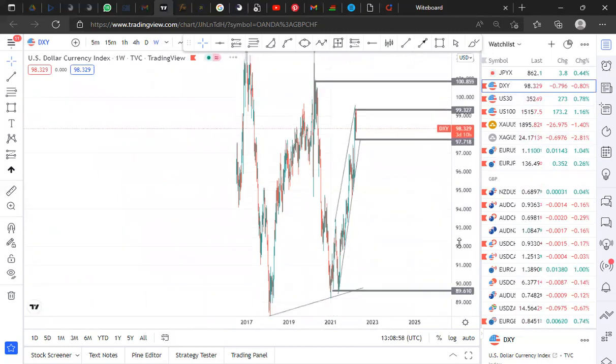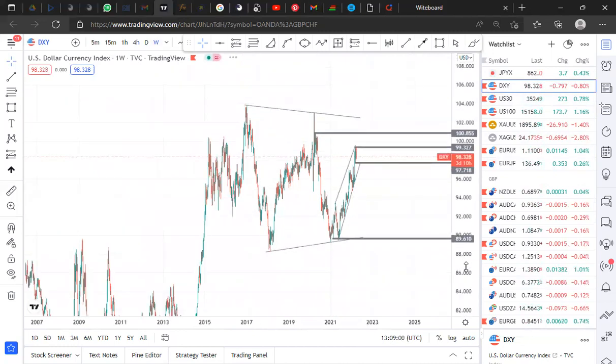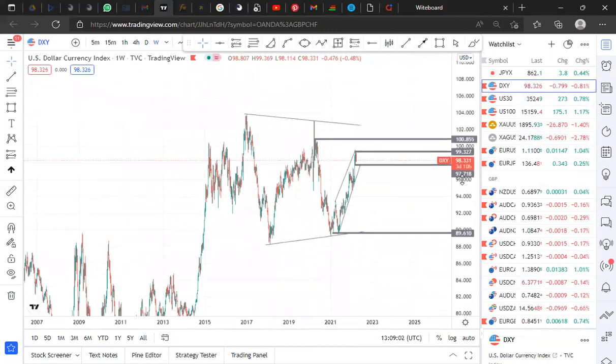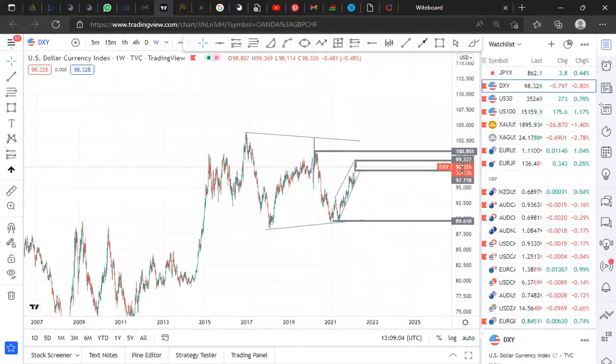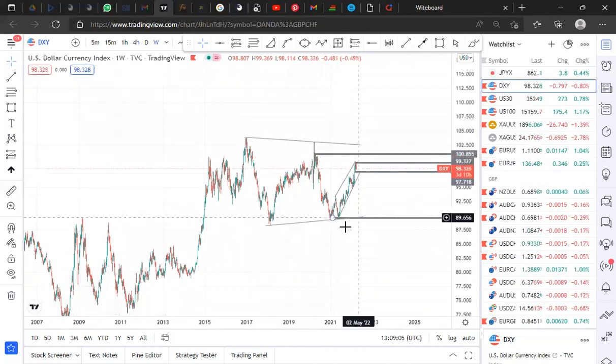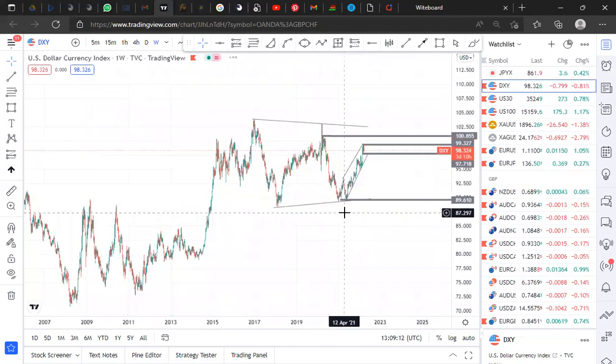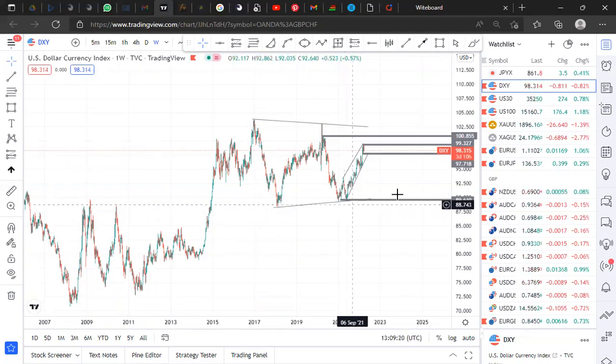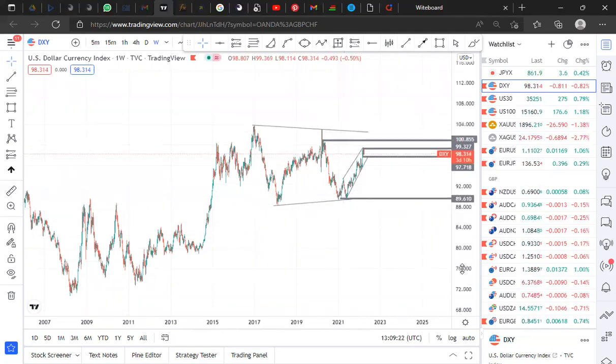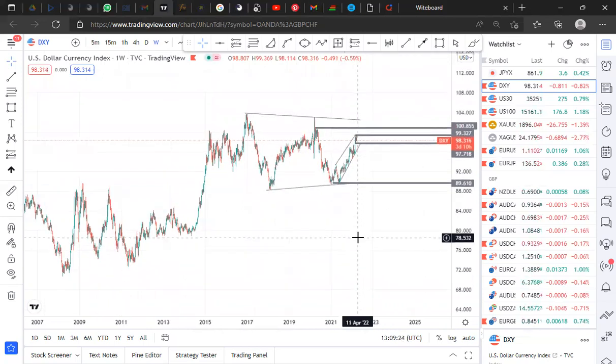Before I take a trade, I go to the weekly chart. From the weekly chart, I try to understand what the market structure is at the moment. Is the market trending or is it ranging? And if it's trending, what trend is it? Is it an uptrend or a downtrend? So that is the market structure.